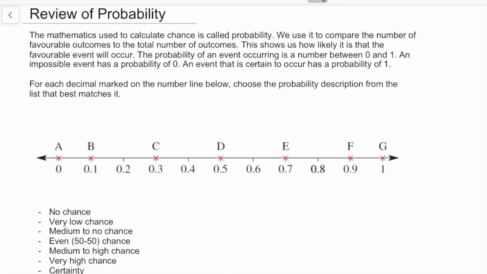Hi everyone, and welcome to this first video in a series about stage 5 probability. Now, probability is the mathematics of chance. So it's the chance of different things happening.